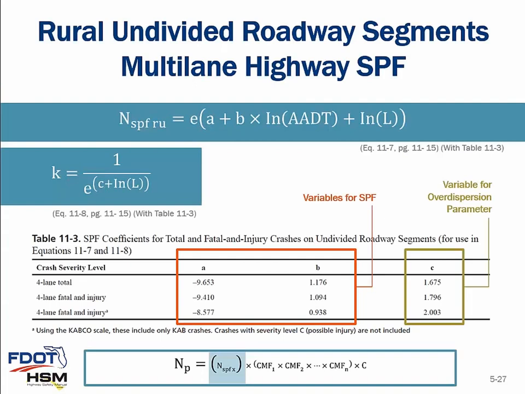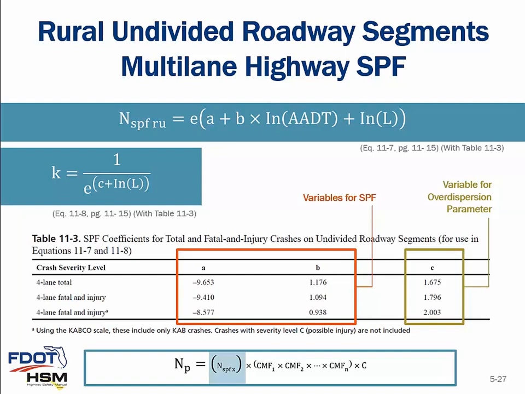So let's talk about the first of the two segment SPFs the Highway Safety Manual provides in Chapter 11. This is for undivided roadway segments. There's a couple of key factors here that you really need to notice. First of all, the equation at the top. You now have variables A and B. Previously in Chapter 10, we dealt with average annual daily traffic and length. Now we have those variables A and B, and they come out of Table 11-3 shown below. So these are the variables that you have, and they vary by crash severity level.